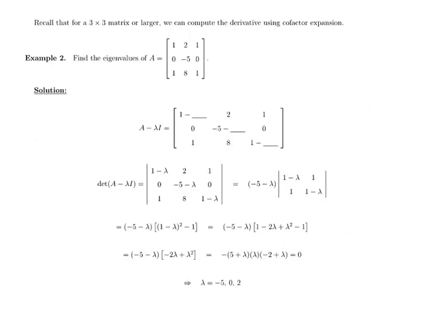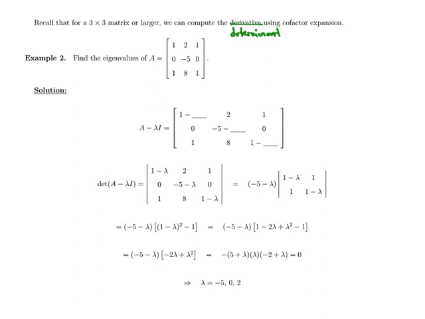So when we're doing this process of finding eigenvalues, we are going to be finding determinants of matrices. Let's recall that for 3 by 3 matrices or larger, we can compute the determinant, not the derivative, by using a cofactor expansion. So let's find the eigenvalues of this matrix A.